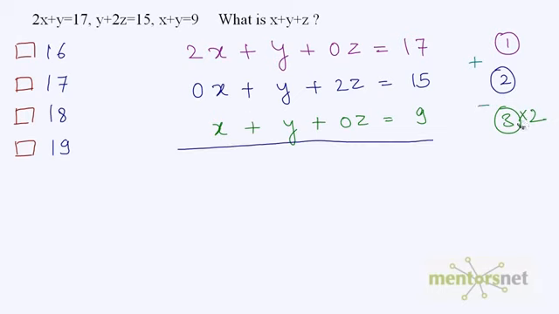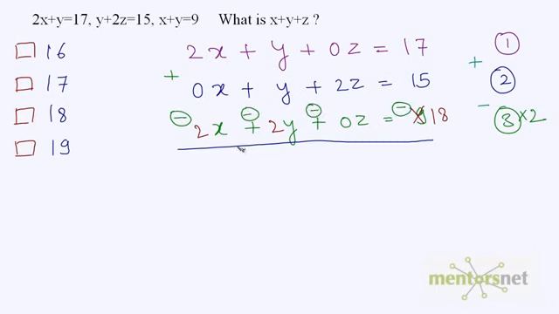So let us multiply equation 3 by 2. So this becomes 2x plus 2y. 0 times 2 is 0. 9 times 2 is 18. Now you have to subtract equation 3 from the addition of 1 and 2. So let's put the plus sign here. So this is plus and you have to subtract equation 3. So this is minus. Plus becomes minus, plus becomes minus again.